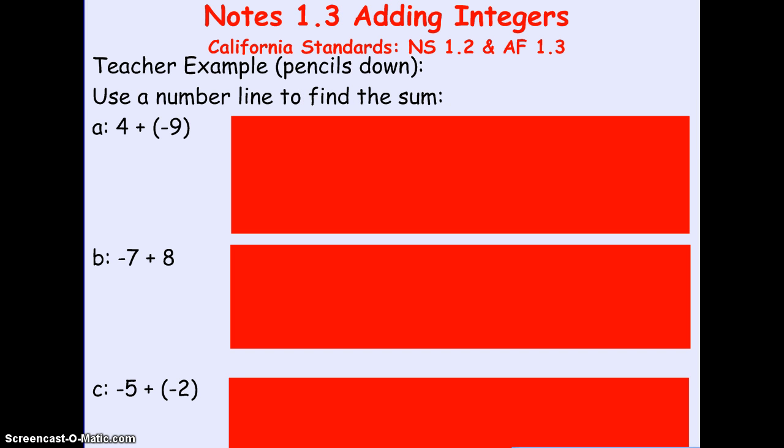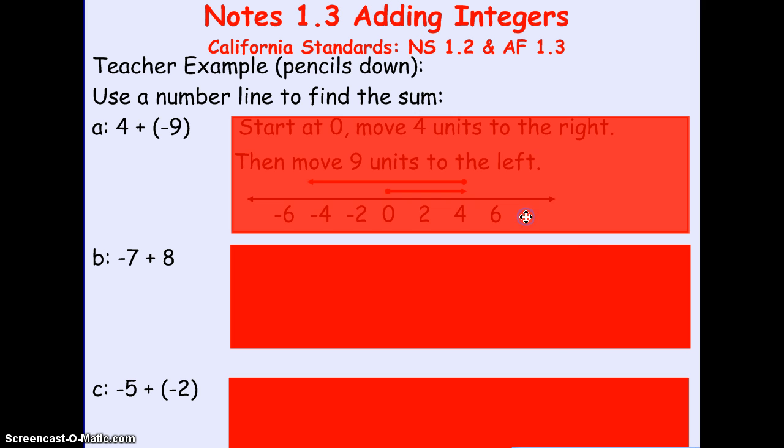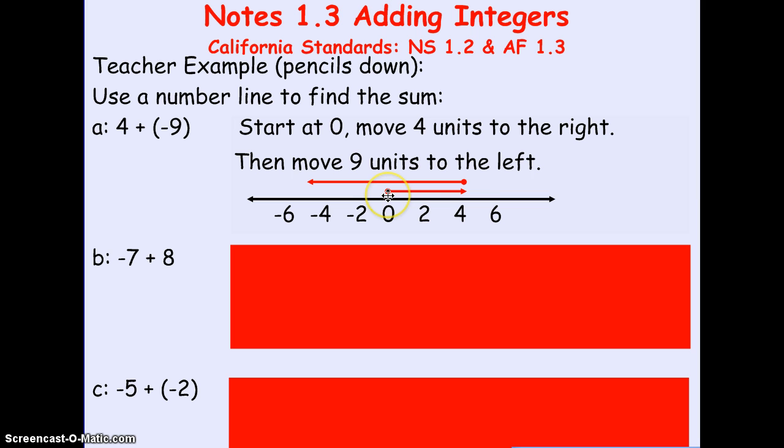Teacher example 1. Pencils down. Use a number line to find the sum. If it says to use a number line, that means you have to use a number line. I can see right away I'm adding a positive and a negative, which means I'm going to be secretly subtracting. So when I take a look at my number line, I start at 0. I add +4, so I'm going to +4. Now I'm adding a negative, so that means I'm going 9 spaces backwards because it's negative, and I end up at -5. And I knew that the answer needed to be negative because that -9 had a greater absolute value.